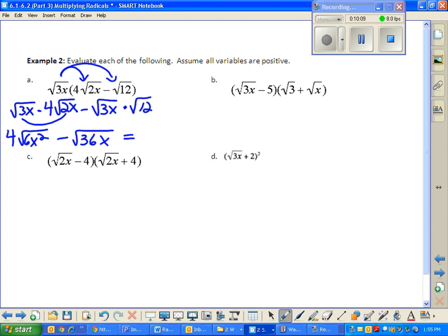So if you take a look at the first term, I have 4 times the square root of 6x squared. What do you think, Gio? An x does come out, because the square root of x squared is indeed x. 2 goes into 2 one time. So that's the first radical expression. And how would I simplify the second radical, the square root of 36x? Any ideas?